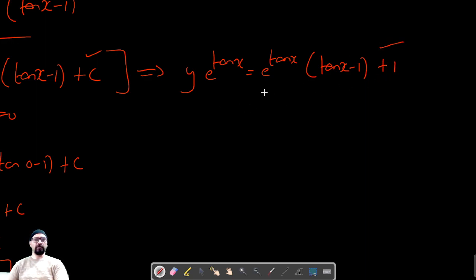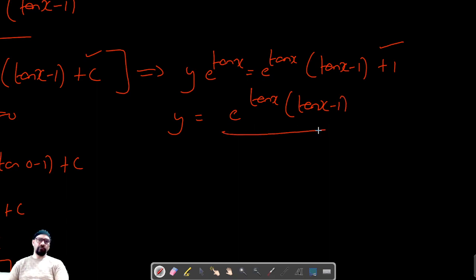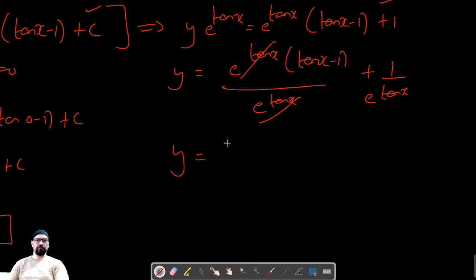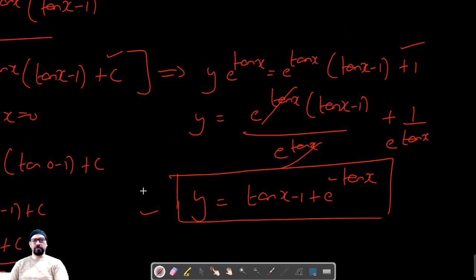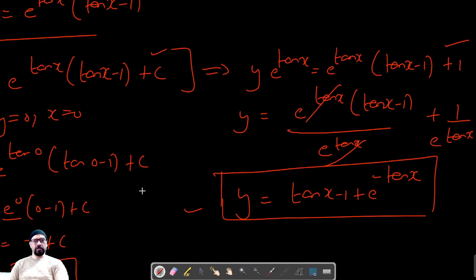So we have substituted the value of c, and now y is equal to e^(tan x) times (tan x minus 1) upon e^(tan x), plus 1 upon e^(tan x). The e^(tan x) terms cancel, and it is y is equal to tan x minus 1 plus e raised to the power negative tan x. This is our particular solution for the given differential equation. Let's move on to the next question.